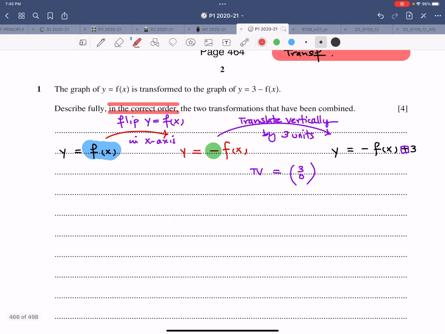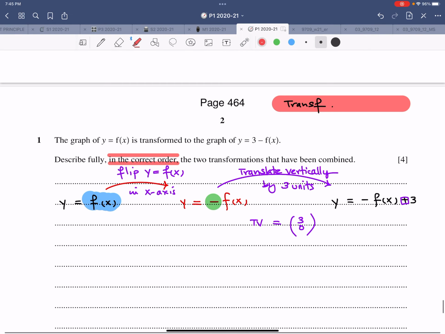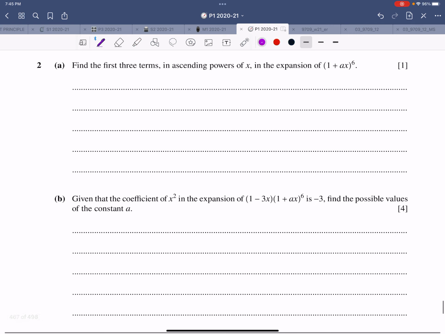Now let's look at the second. Actually, there is no other part, so that's for 4 marks. That's perfectly fine. Question number 2. It says find the first 3 terms in ascending powers of x of the expansion (1 + ax)^6.